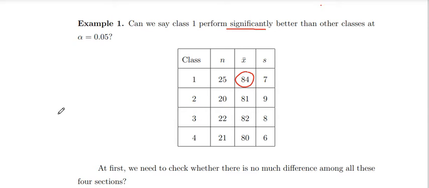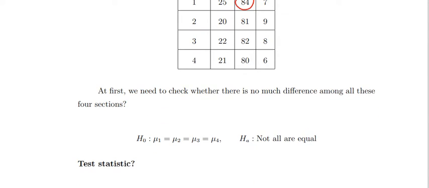So here we compare 4 classes. This is a many-sample problem, right? So we use ANOVA to compare many groups or many samples. At first we need to check this H0. H0 is no difference. So the logic is just like that.